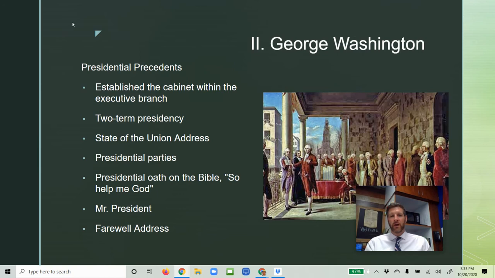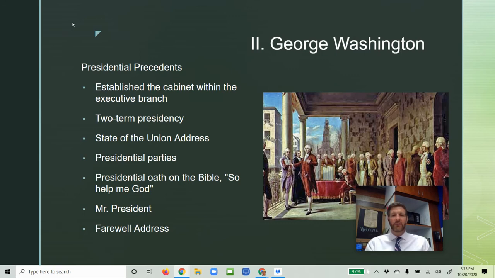He took the oath of office upon the Bible, and he added the words "So help me God," repeated by every president since him. The title of Mr. President, not Your Highness, not Your Excellency, not anything higher, because he just said, no, the president is another citizen of the United States to be addressed as Mr. President. And also, he gave a famous farewell address, and that has since become something that every president has done.